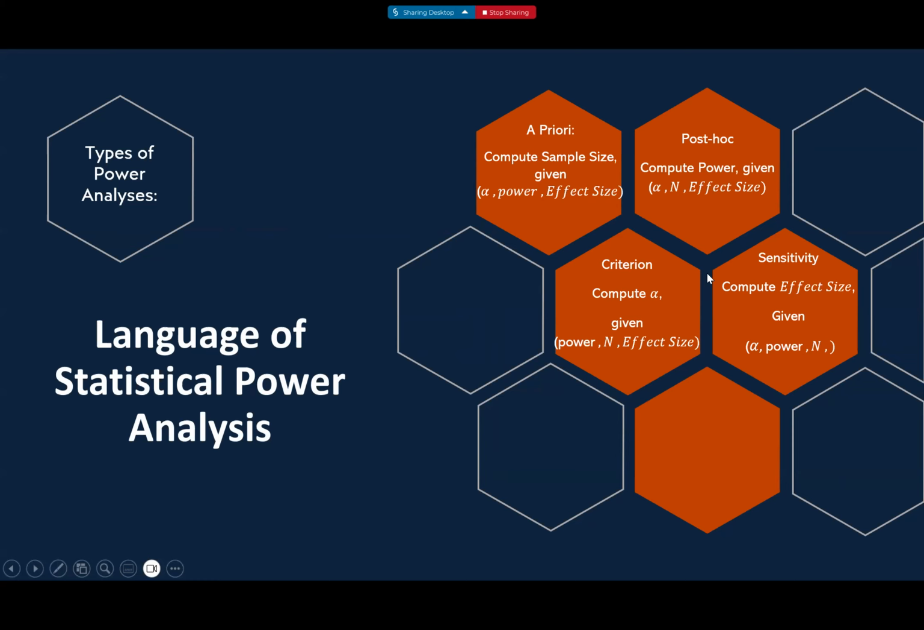And then for the a priori, based off of prior literature review or clinically meaningful significance, this is your effect size and you want to know how many samples should be enrolled into the study. So you use the a priori. We usually use the a priori or sensitivity mostly, but these two other options are also available if you have the rest of the information.